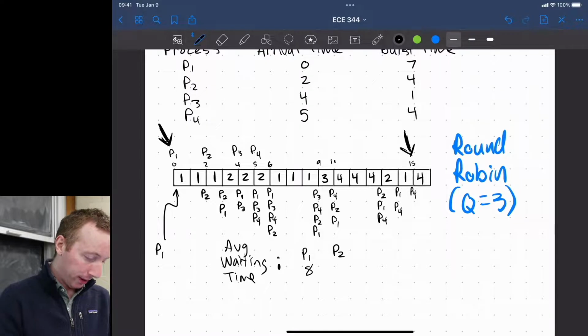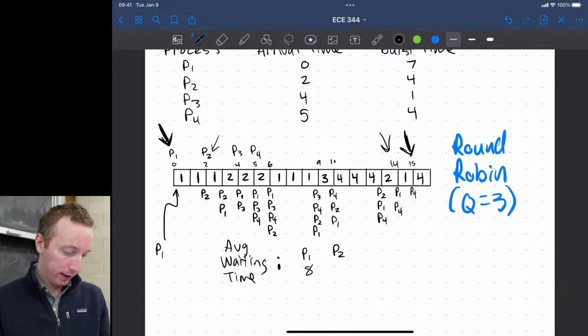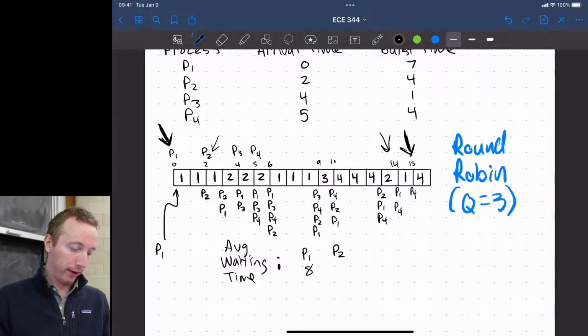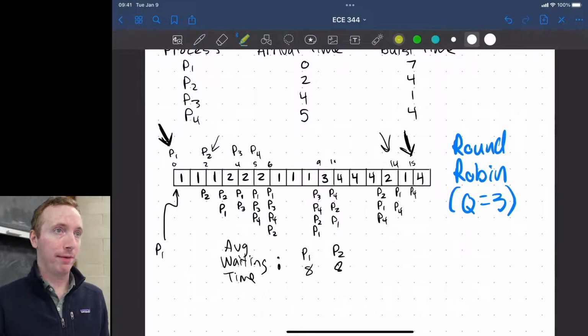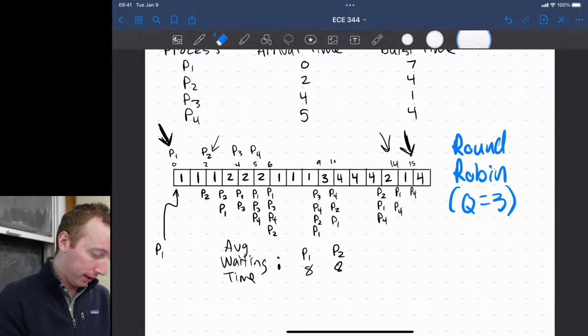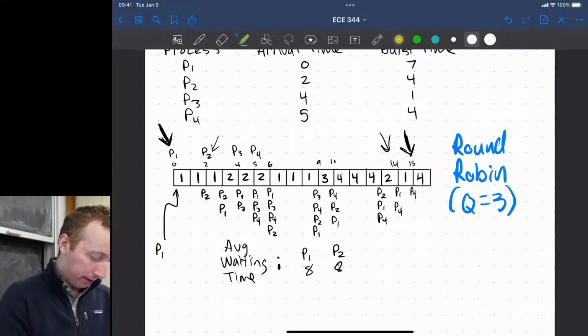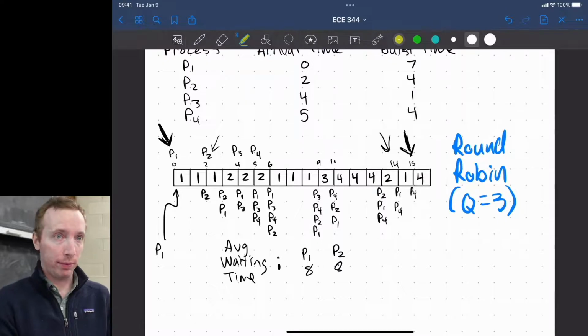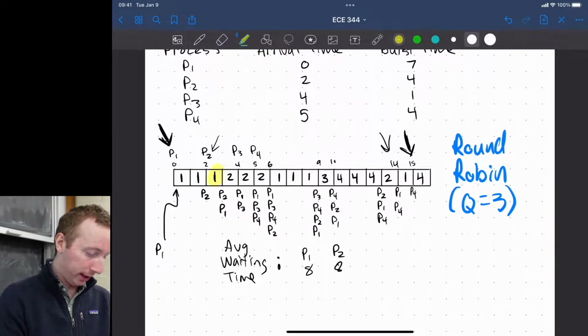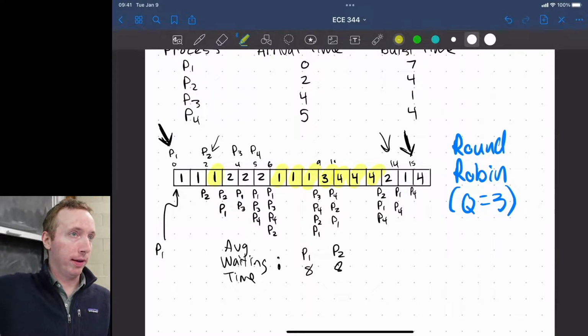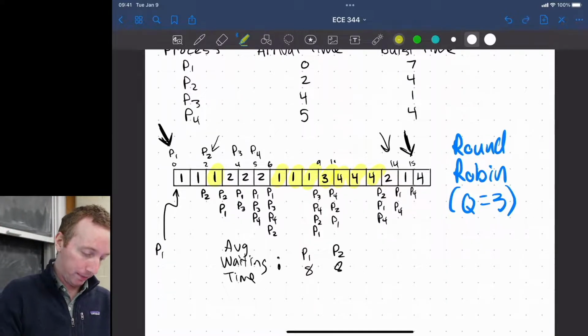P2, how long did it wait around? Well, it started here at time 2. It didn't finish until t equals 14. So 14 minus 2 is 12, and it took 4 time units, so it also waited around for 8. We could also just count the number of time units it waited around for when it started. We wanted it to execute at t equals 2, so it waited here at that yellow mark. So 1, 2, 3, 4, 5, 6, 7, 8. So it waited 8 time units until it actually executed, right?